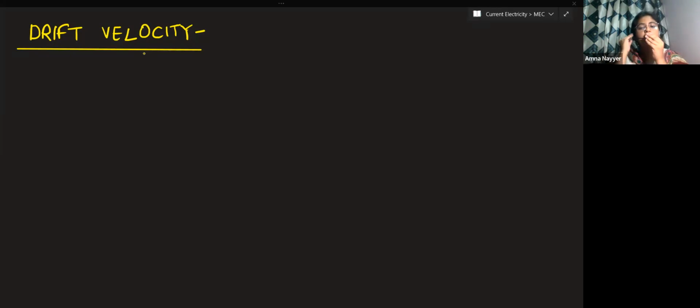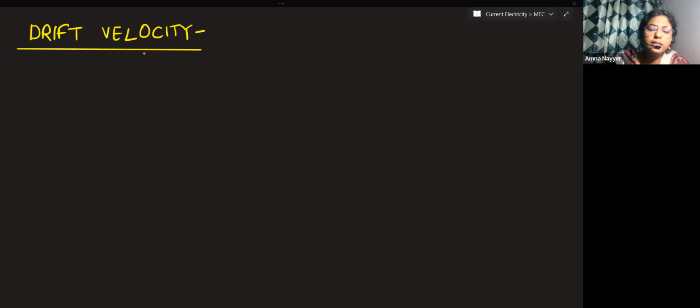All right, the next topic is drift velocity. What is a conductor? A conductor is a material that allows electric current to pass through it. How does it allow electric current to pass through it? Basically, it allows electrons to pass through it. So electrons will flow, charges will flow. It means electric current will flow.